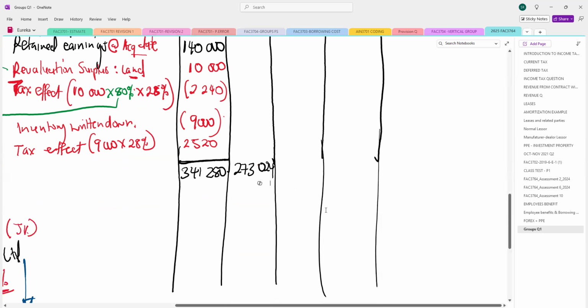Okay. Let's also calculate the NCI portion. How much is the NCI portion? The 20%. How much is the 20%? 68,256. Perfect.